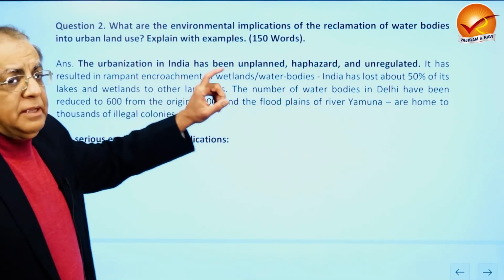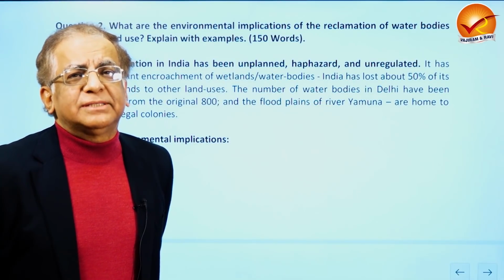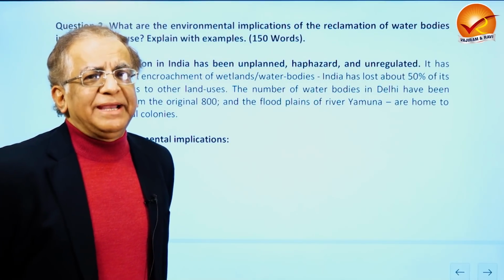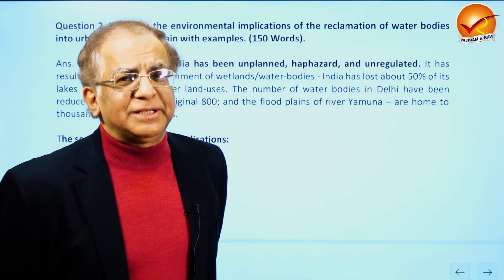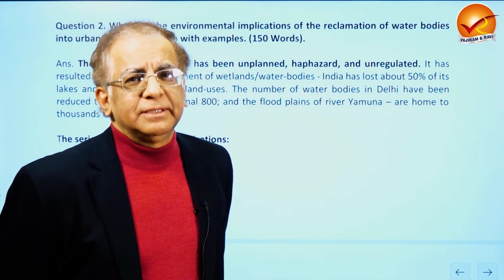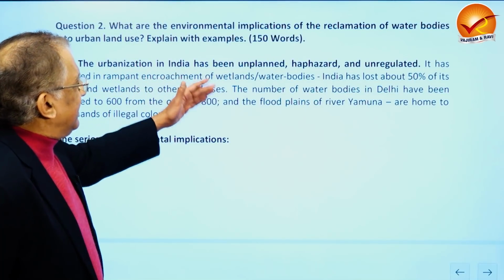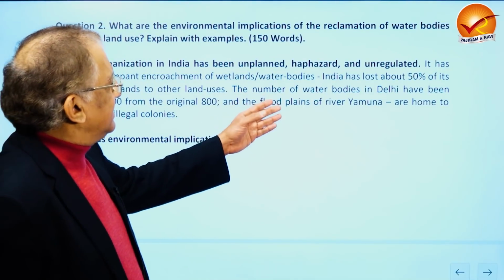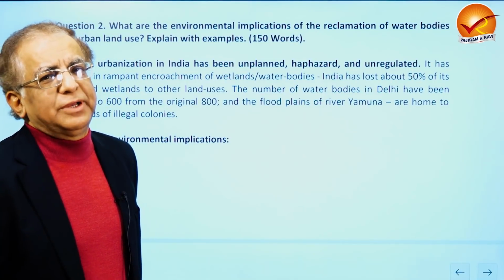Now, when we are talking about urbanization and the reclamation of the water bodies into our cities' land use, I am reminded of one important statement by a famous urban geographer, Ramachandran. He had said once that urbanization in India has been unplanned, haphazard, and unregulated. And this one single statement tells you a lot.